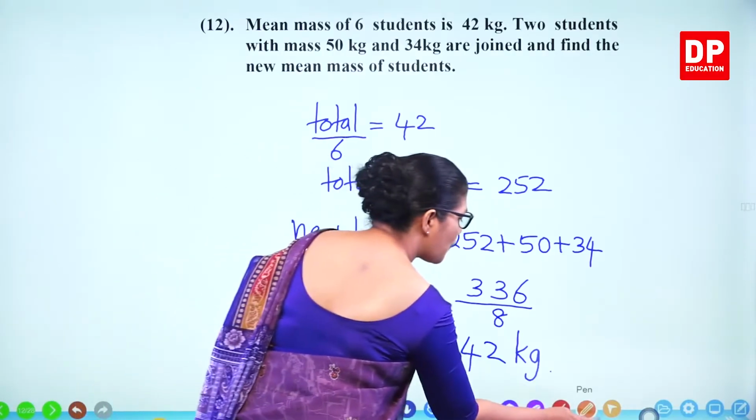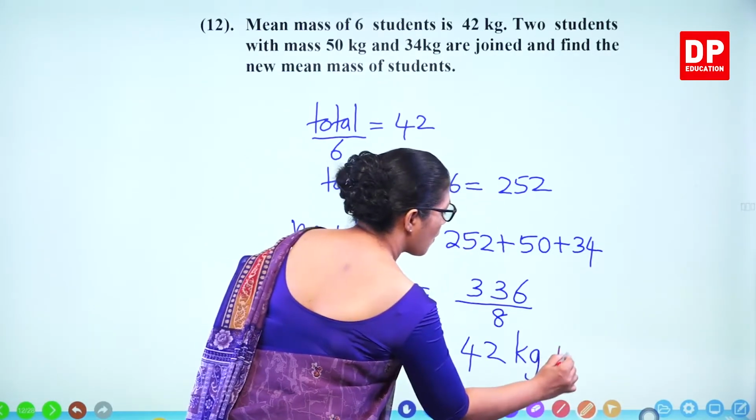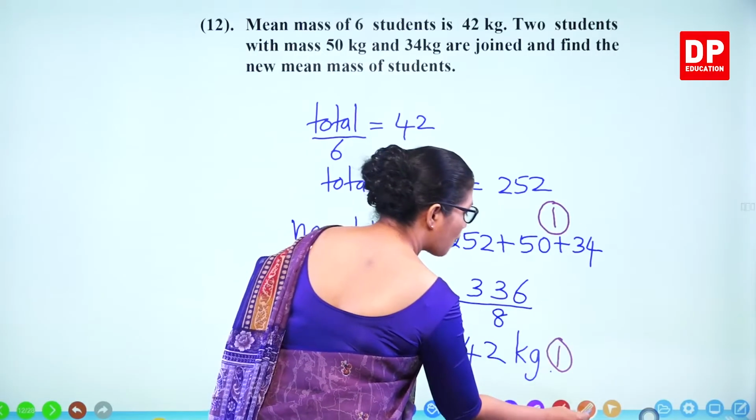So you get 2 marks for that. 1 mark here and 1 mark for the method.